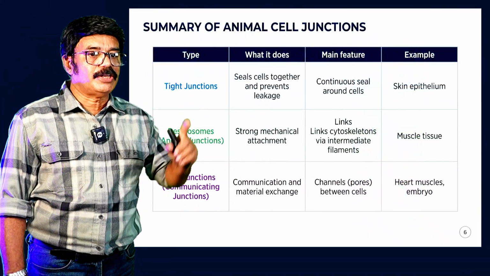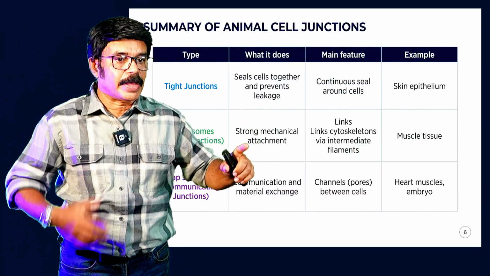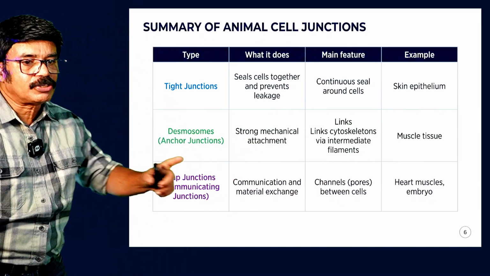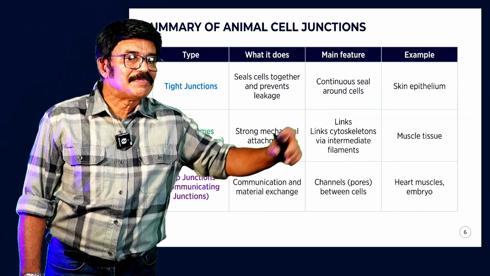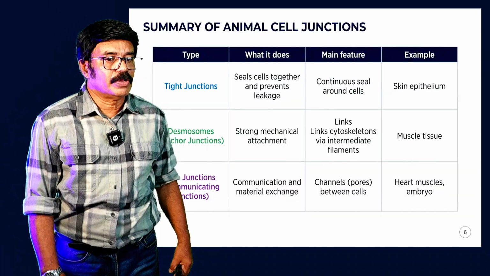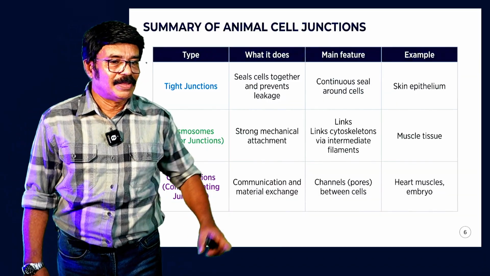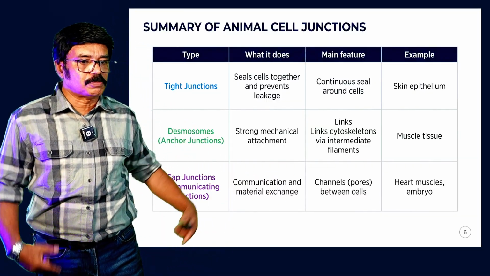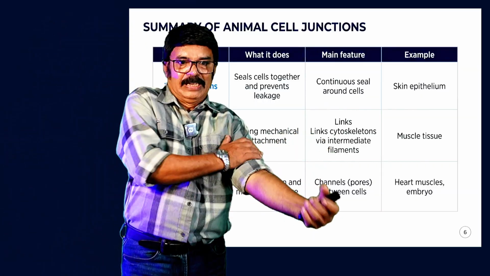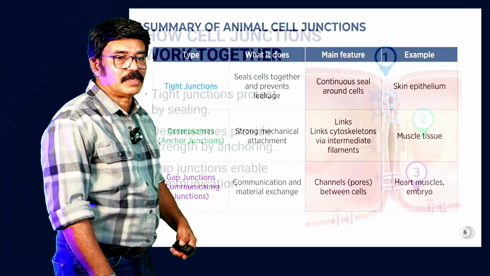This is a summary: tight junctions, desmosomes and gap junctions. Tight junctions seal cells together and prevent leakage, forming a continuous seal around the cell. Desmosomes give strong mechanical attachment, linking cytoskeletons via intermediate filaments. Gap junctions allow communication and material exchange through channels and pores between cells. Tight junction: skin epithelium. Desmosomes: muscle tissue. Gap junctions: heart muscles. I think now you remember all these things.